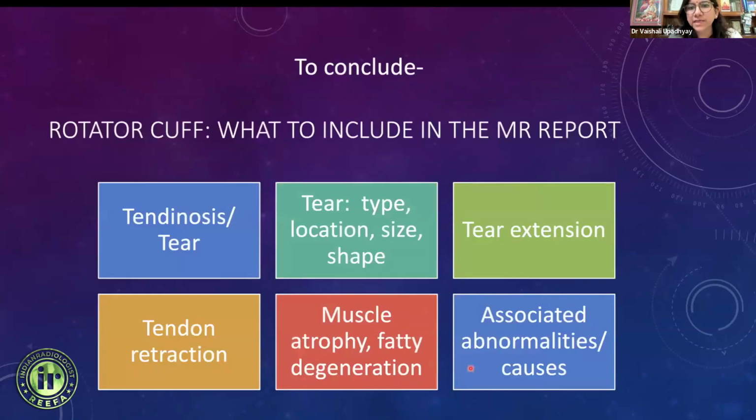And this is what, again, I would like to emphasize. You want to tell about whether it's just tendinosis or a tear. You want to talk about the location, size, and the shape of the tear, the extension of the tear, the degree of tendon retraction, the changes in the muscles, and any other associated abnormalities or causes you can pick up which can lead to rotator cuff damage, right?